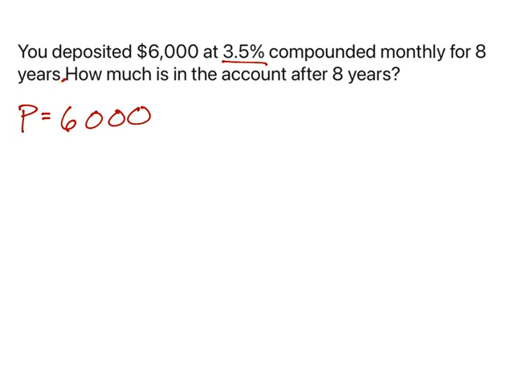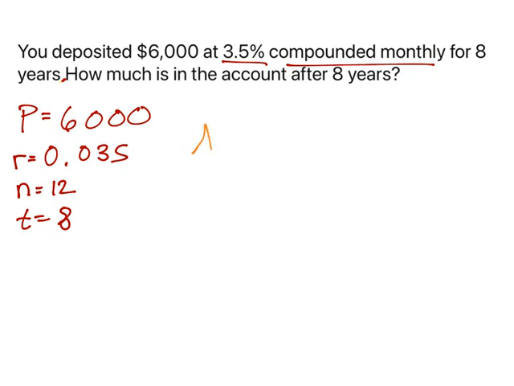We're at 3.5%, so our rate, change it to a decimal, is 0.035. We're compounding monthly. That means N, the number of compoundings in a year, is 12. And we've done this for 8 years. So how much is in the account after 8 years?